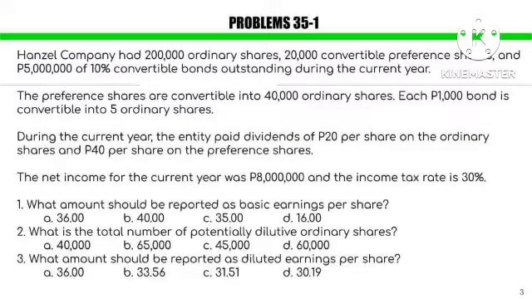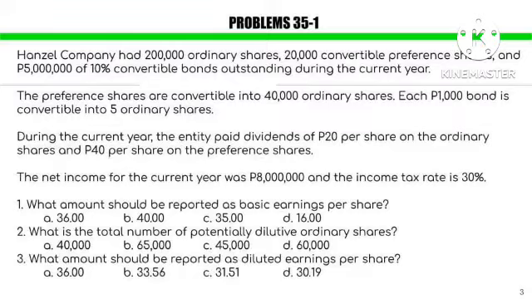We have Hansel Company that had 200,000 ordinary shares, 20,000 convertible preference shares, and 5 million pesos of 10% convertible bonds outstanding during the current year. The preference shares are convertible into 40,000 ordinary shares. Each 1,000 pesos bond is convertible into 5 ordinary shares. During the current year, the entity paid dividends of 20 pesos per share on the ordinary shares and 40 pesos per share on the preference shares. The net income for the current year was 8 million pesos and the income tax rate is 30%.